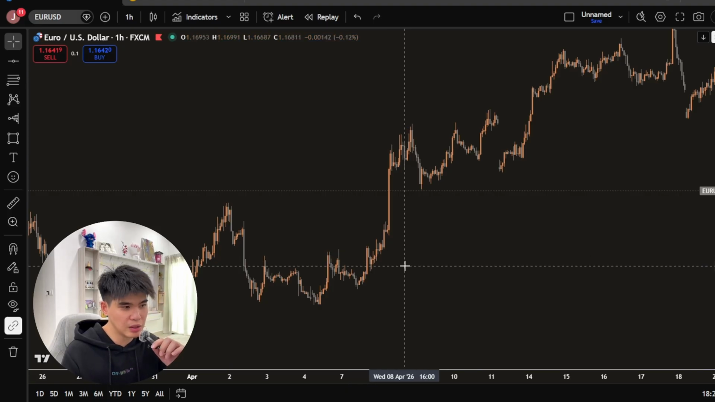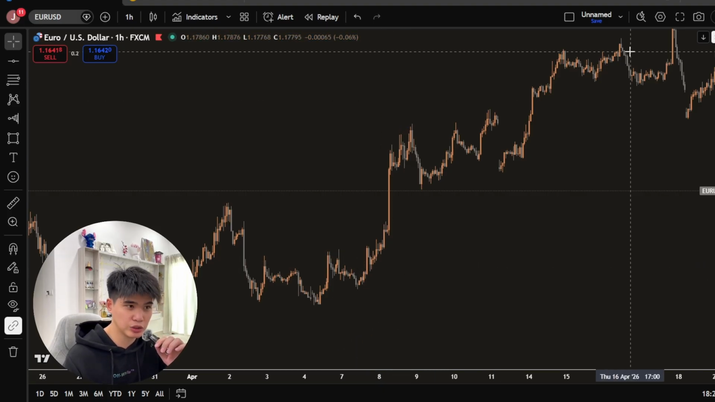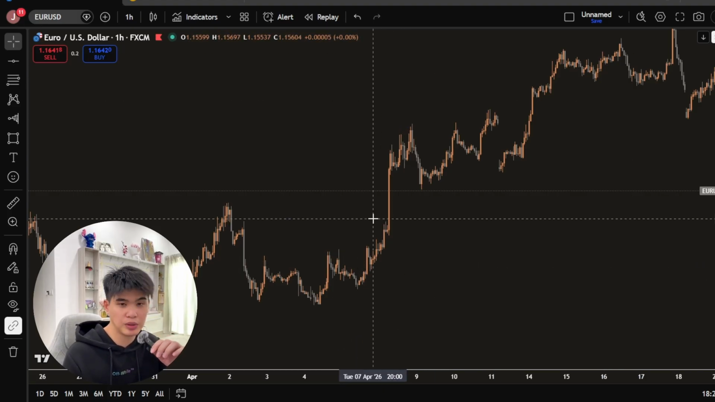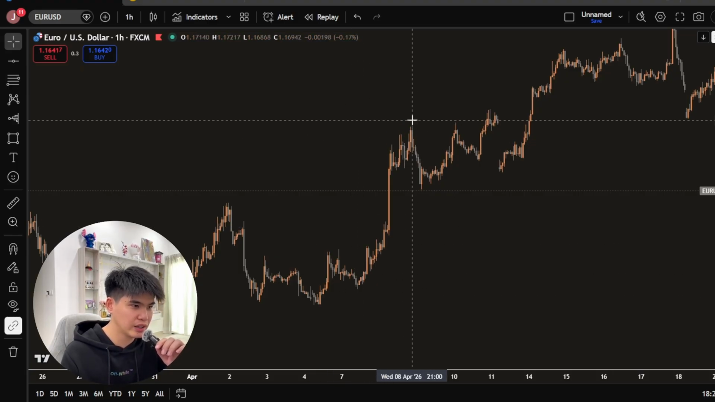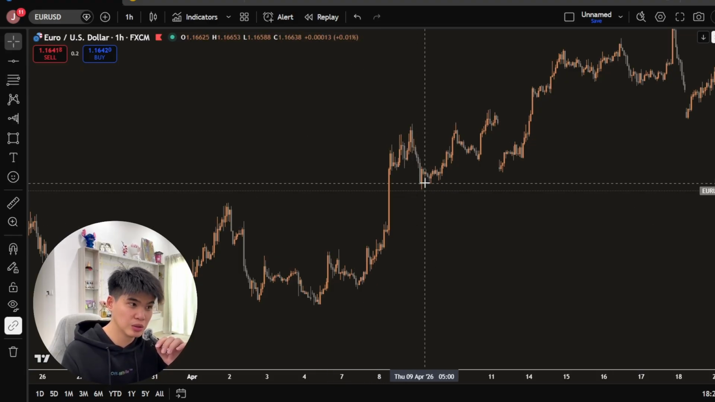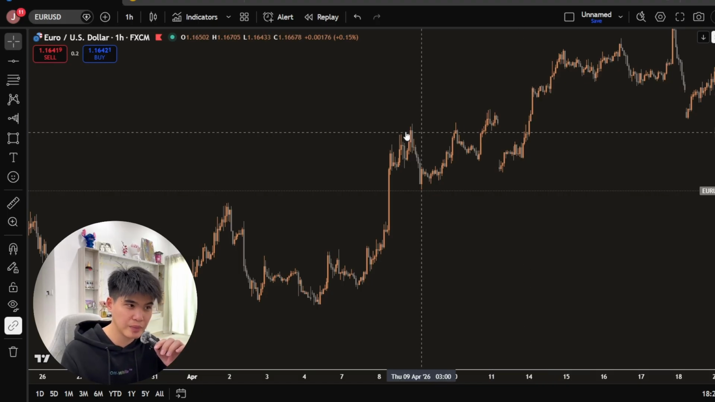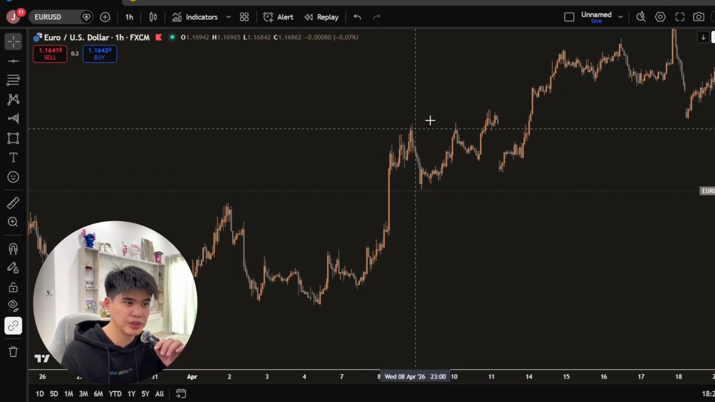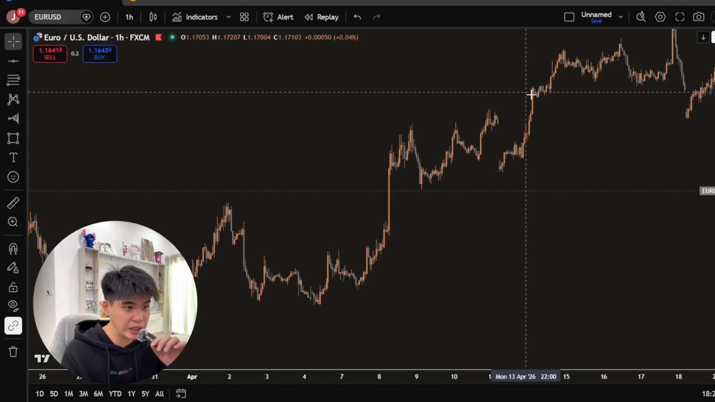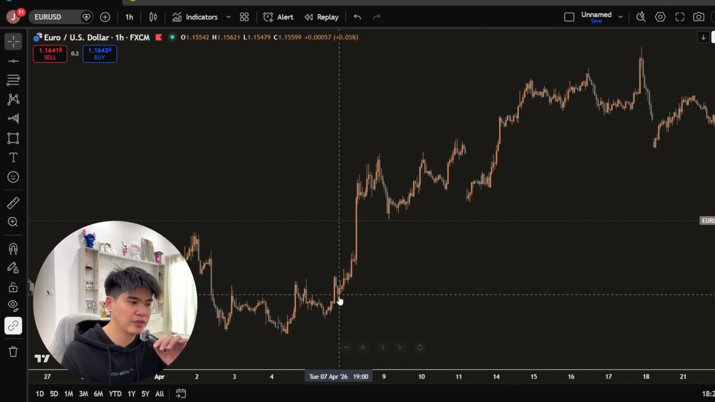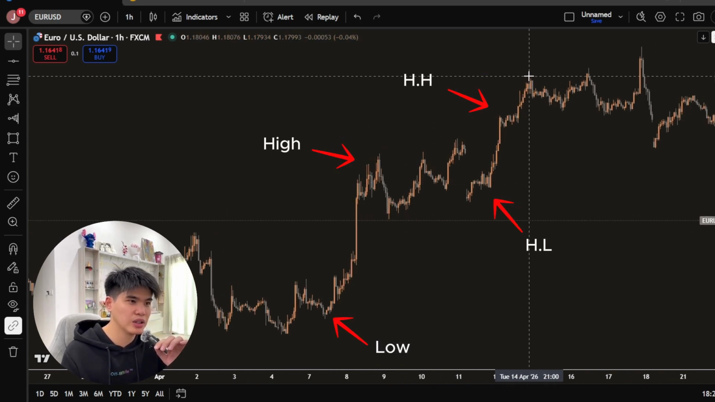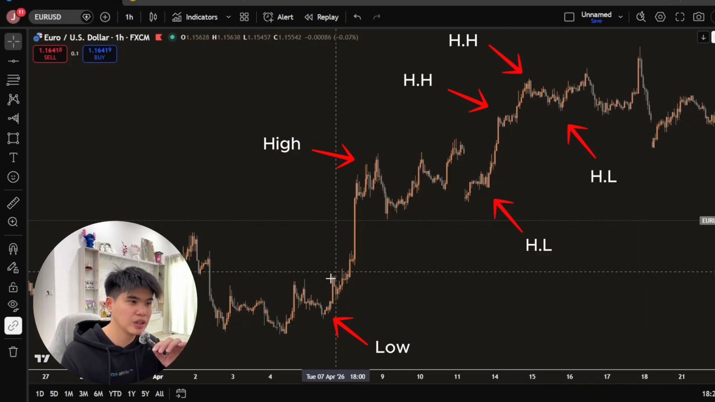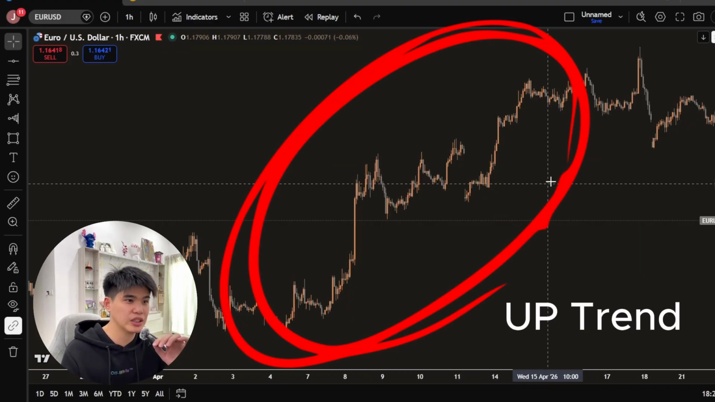In another example here, we can see that price is shooting up as well. Let's try to plot our highs and lows. We have our low here, we have our high here, and it created a lower low and then went to a higher high. Price stays ranging a while here, but it still eventually breaks out, creating a higher high. So we have low, high, higher high, higher low, higher high, and higher low. So this whole bunch here is an uptrend.